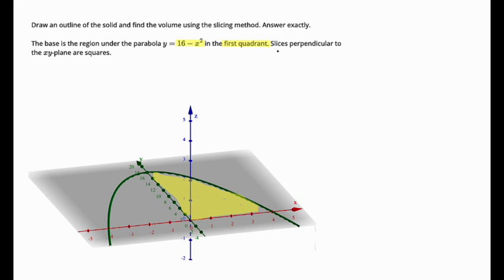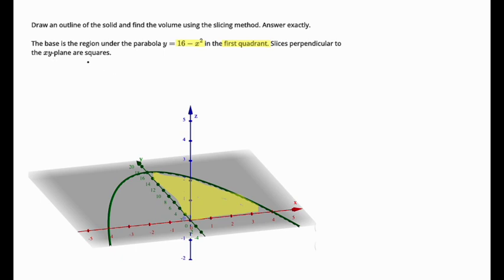Now, we're also given that when we find the area by slicing, these slices are going to be perpendicular to the xy plane and that the slices are going to be squares. So when we say perpendicular to the xy plane, that means it's going to come up this way and pop out of the xy plane. And that's what's going to make it 3D.